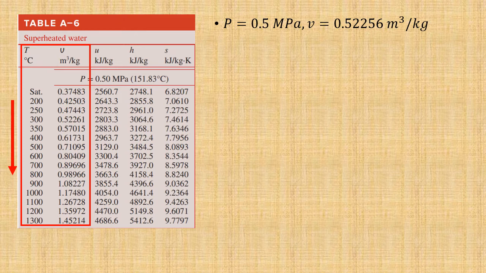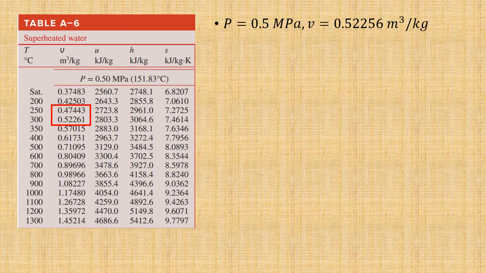If we were to guess the temperature using the value of specific volume, we can start by figuring out a range the temperature must be in. The given specific volume falls in between these two specific volume values. This means that our temperature must be somewhere between 250 and 300 degrees Celsius. To get a better approximation for the temperature, we can use what's called linear interpolation. We can use this graph for a better understanding of linear interpolation.